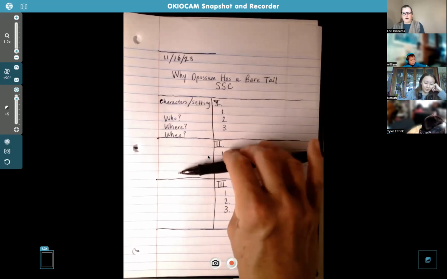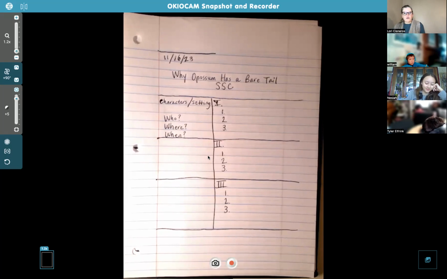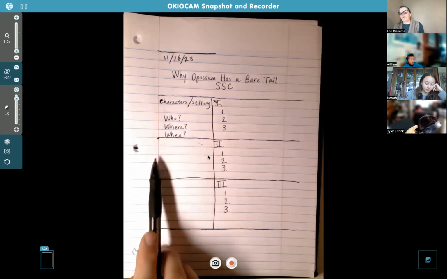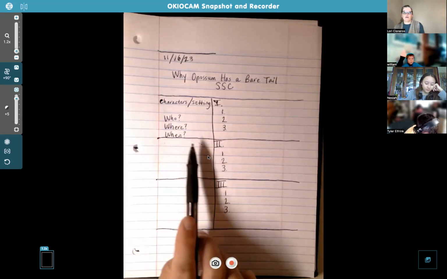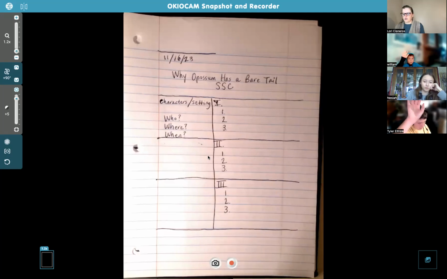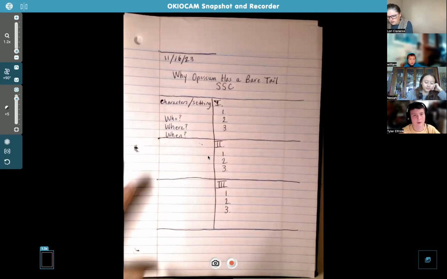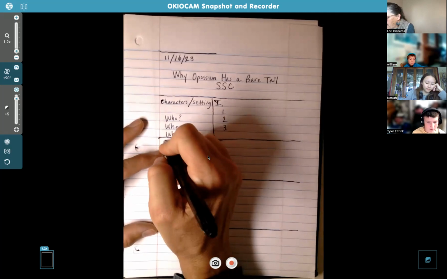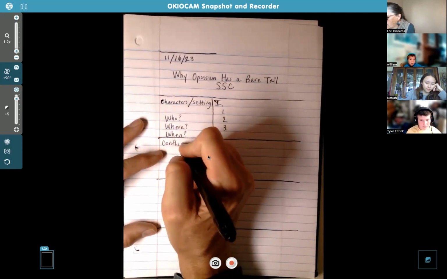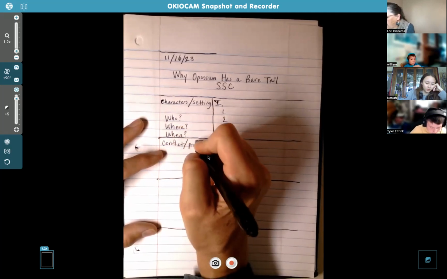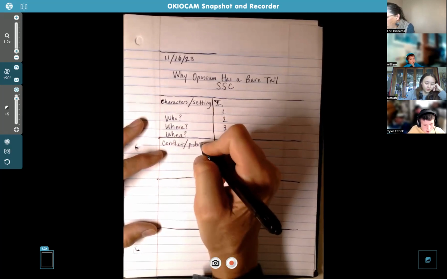Our story is going to be 3 paragraphs. This story that we're going to read in a minute has more than that, but we're going to condense it down into 3. And what goes usually in the middle? What happens usually in the middle of a story after we introduce the characters? William, what happens next? The problem. Yes, and the other word is conflict. So we're going to put conflict, problem.